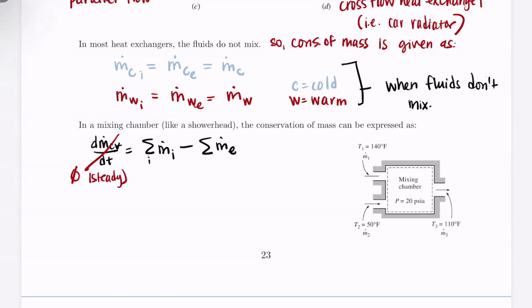But now we have to be a little bit careful with our inflows and our outflows, okay? So in this case, we have our hot water stream coming in, and then our cold water stream coming in, and then our final mixed temperature coming out. So in this case, we have 0 is equal to m dot 1 plus m dot 2 minus m dot 3. Okay, great.